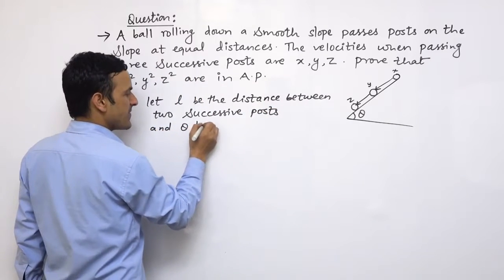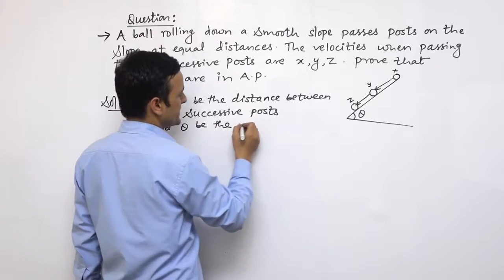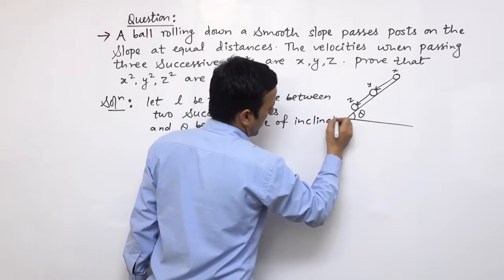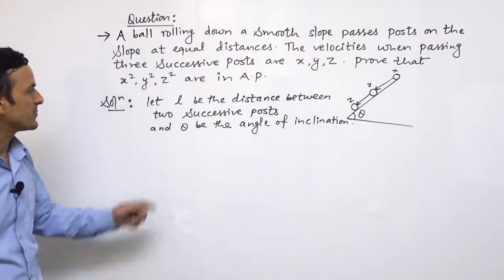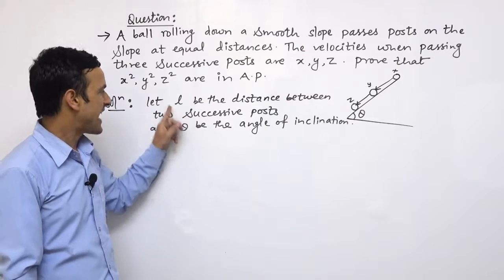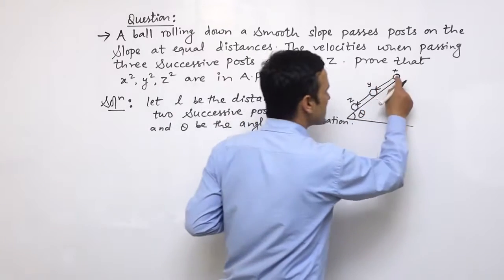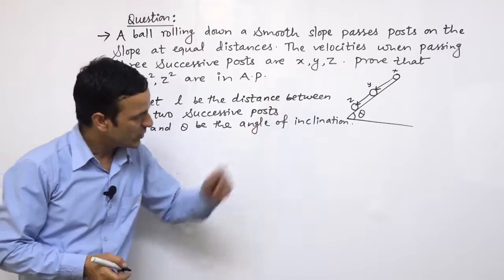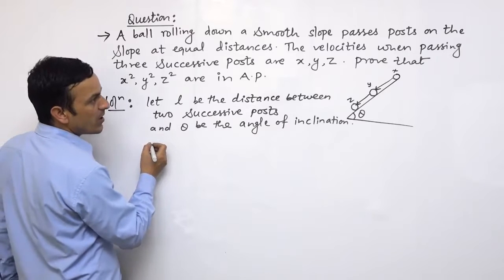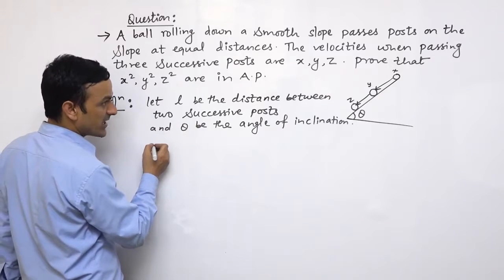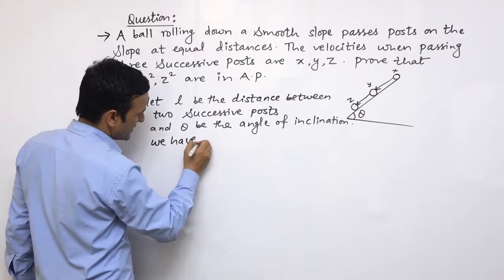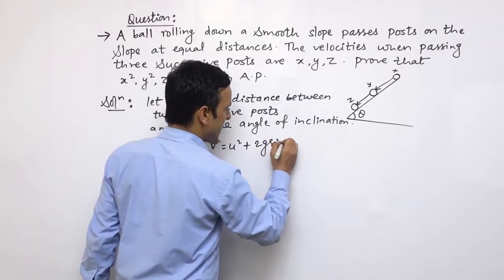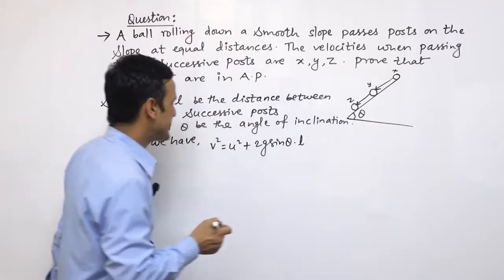And theta be the angle of inclination. So we can suppose it like this, L and theta. L is the distance between two posts, this distance L, and theta is the angle of inclination. We can see in the figure. Now, from the figure, we can write down the formula like this. We have V square is equal to U square plus 2g sine theta into L. So this is the formula.